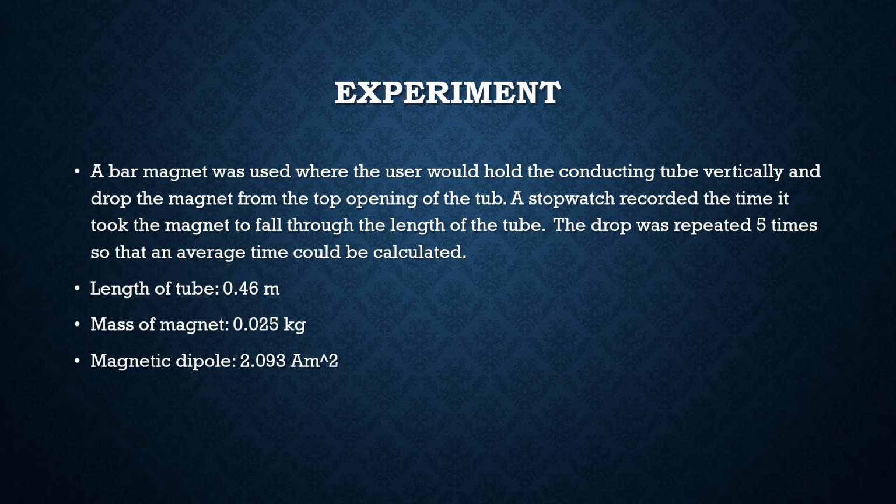Okay, so in the experiment, a bar magnet was used where the user would hold the conducting tube vertically and drop the magnet from the top opening of the tube. A stopwatch recorded the time it took the magnet to fall through the loop length of the tube. The drop was repeated 5 times so that an average time could be calculated.